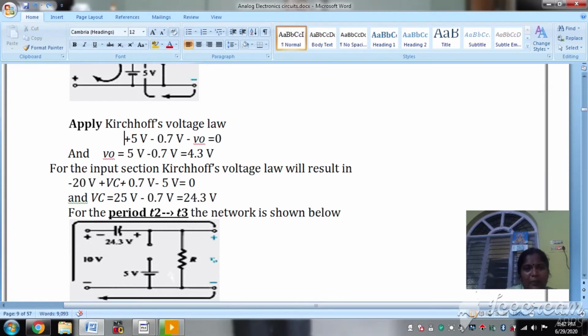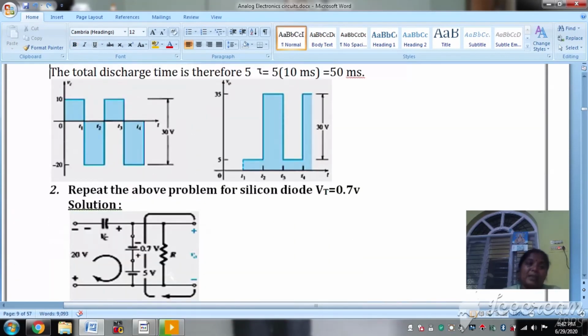So what is your output voltage? How will you draw it? This is a very easy analysis. Here, 5 volt to 35 volt. My output voltage will swing between plus 5 volt and plus 35 volt. This is the output voltage of the given circuit. If you have any doubt, please put it in the comment box and we will discuss.